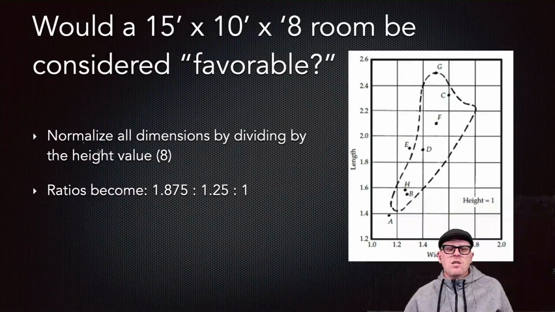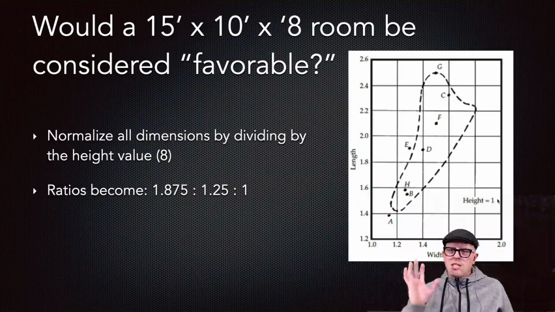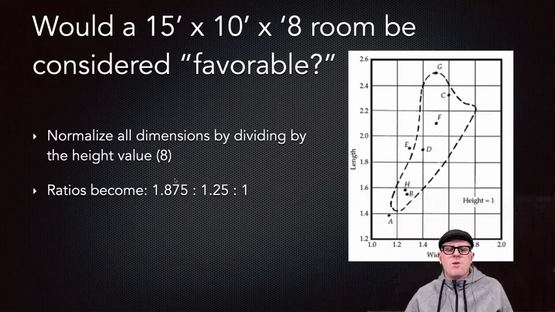So let's look at this right here. The ratios become: 15 divided by 8 becomes 1.875, 10 divided by 8 is 1.25, and 8 divided by 8 is 1. So again, what we're doing is we're normalizing the height to be 1. That's the term we're using for that. So we're creating a ratio.